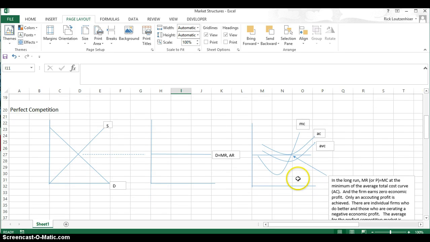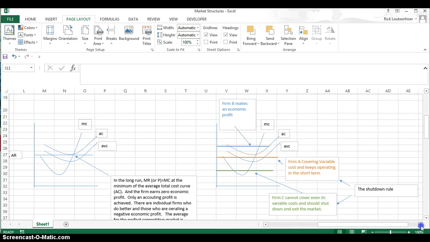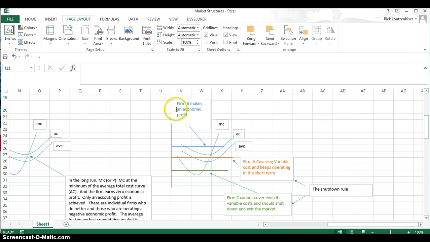Okay? Now, it does vary, and I've shown a couple of examples of where demand curves could hit an individual firm. Here's firm B, they're making an economic profit, they're doing really great. For them, the demand curve compared to their cost curves comes in here, and they are well above the point where they intersect marginal cost, well above their average total cost. They are making a profit.